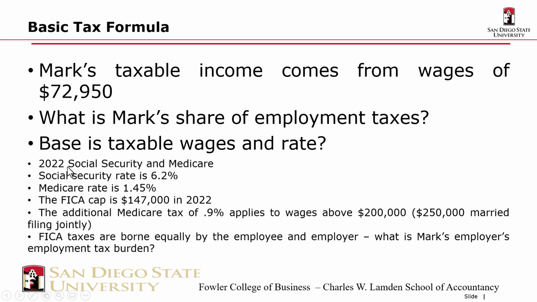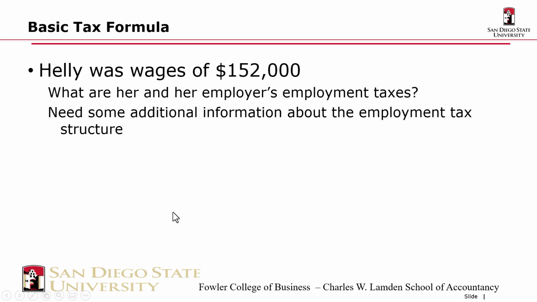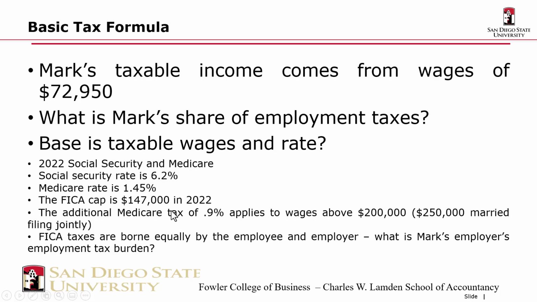Now, the Social Security portion of employment taxes is subject to a cap, meaning nothing above that is taxed. And the FICA cap in 2022 is $147,000. Well, we can see that's not really going to apply to Mark because he's well below $147,000. There's also an additional Medicare tax of 0.9%, but that's on wages above $200,000, or $250,000 if you're married filing joint. And again, Mark is well below that, but we might have to cross that bridge later on. So a little familiarity probably makes sense.